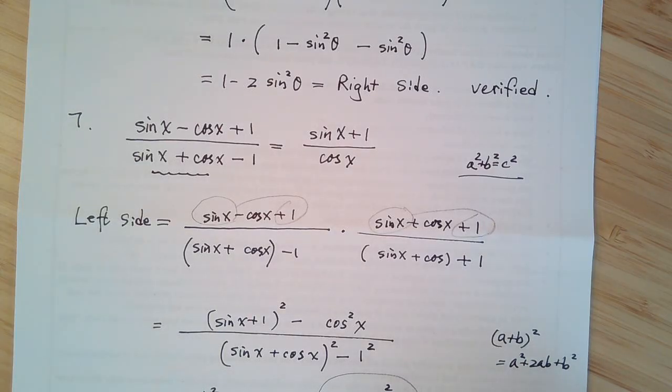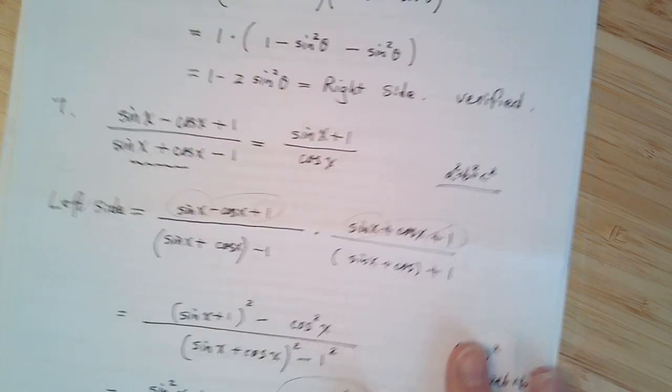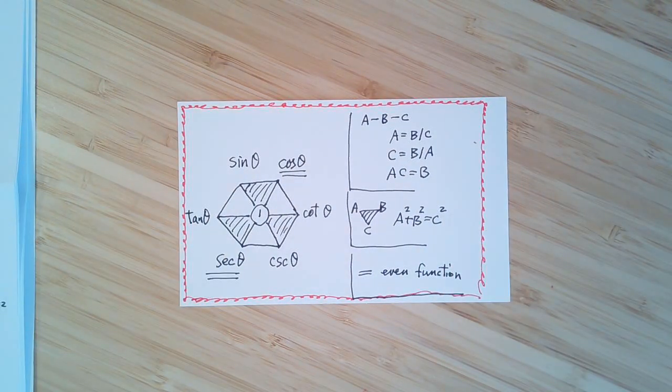All right, so far we learned how to use this magic. I'm using my magic hexagon graph to verify all those fundamental identities.